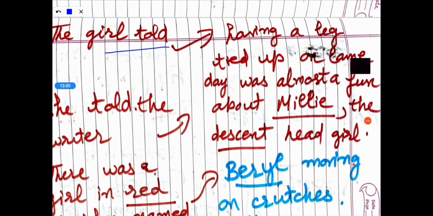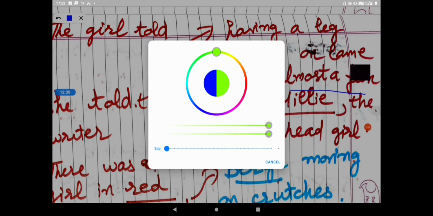She told the author that having a leg tied up on lame day was almost a fun, and the children enjoyed on the lame day. The children don't think it difficult on the lame day because only their leg was tied up, and so it was not difficult for them. It was almost a fun. Which day was almost a fun for the children? The lame day was almost a fun for the children, and the blind day was the most difficult day.